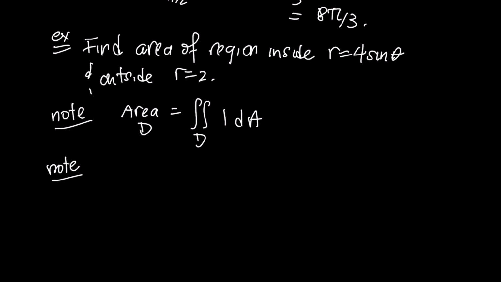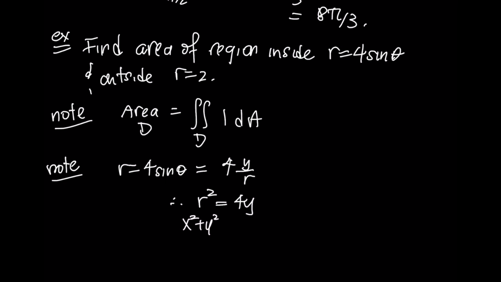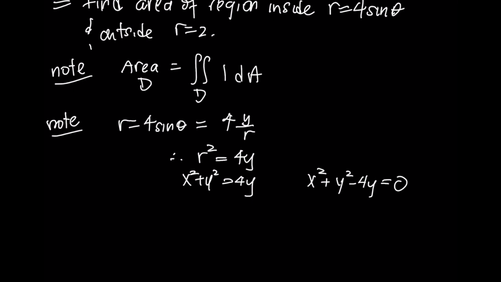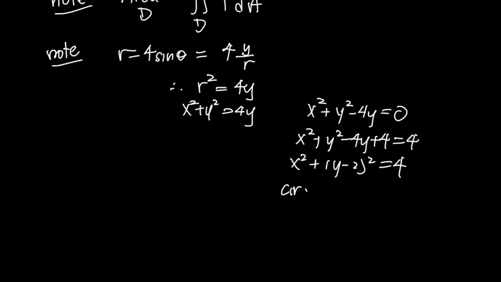Now another note, just to try to help us visualize this, if we had r is 4 sine theta, remember that sine theta is y over r. So this gives us r squared is 4y, x squared plus y squared is 4y, x squared plus y squared minus 4y is 0. If we were to complete the square, what we would need to do would be to add a term 4 on both sides. This would give us y minus 2 squared is 4. So this is a circle that has a radius of 2 and a center of 0 and 2.